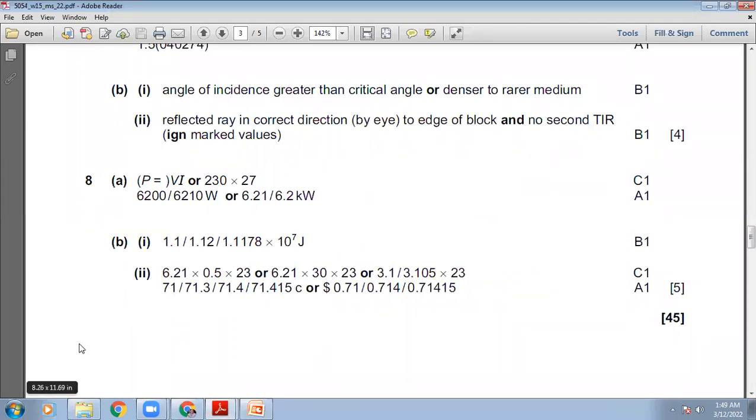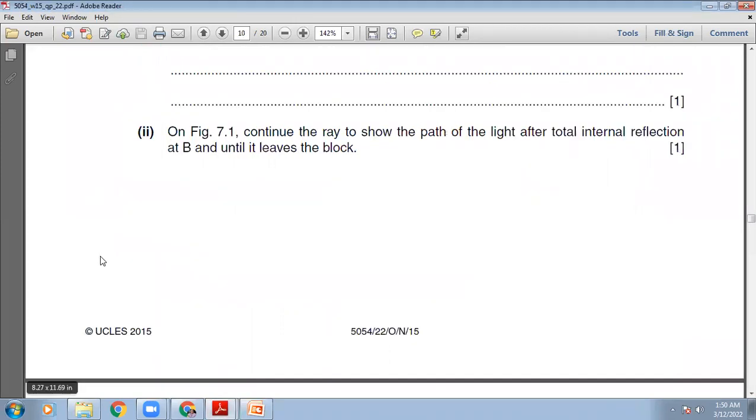Reflected ray in correct direction to the edge of the block and no second TIR. Okay, so our answer is right. Question number 8 coming up on your screen.